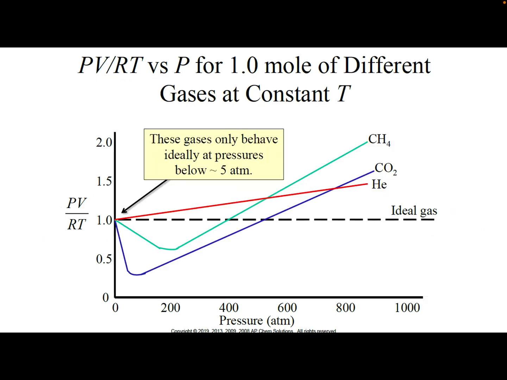But notice then 1 mole of different gases at constant temperature. Notice what is happening when we increase the pressure. Our gases behave less ideally. So notice the deviation. And so these gases, methane and CO2 and helium, are only going to behave ideally at pressures below about 5 atmospheres.